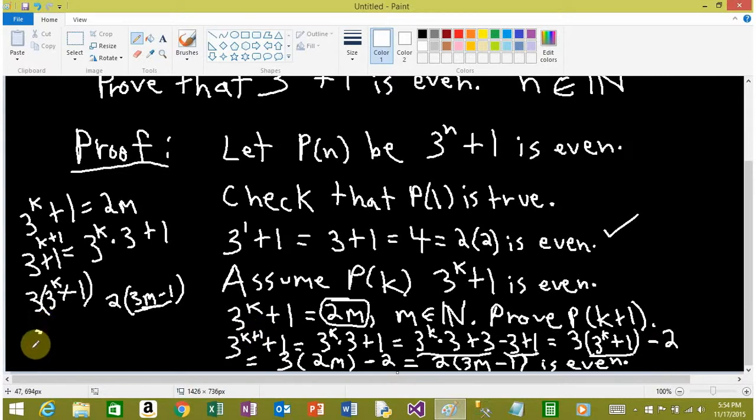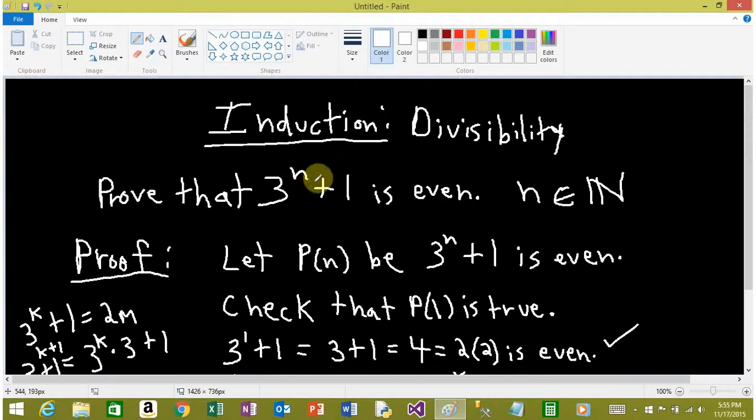So therefore, just putting this to the side, we know that P of n is true for all n in the natural numbers. And then there's the proof. So we're done. So that's how we show that 3 to the n plus 1 is even using proof by induction.